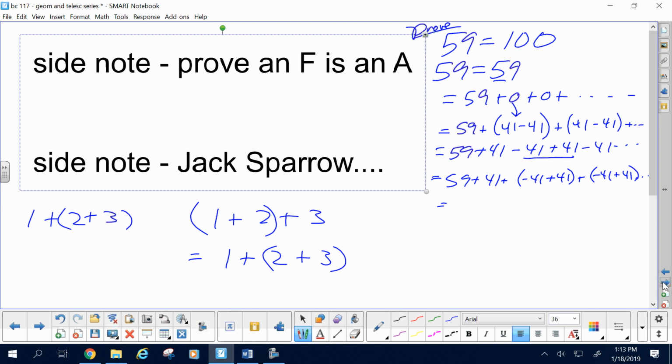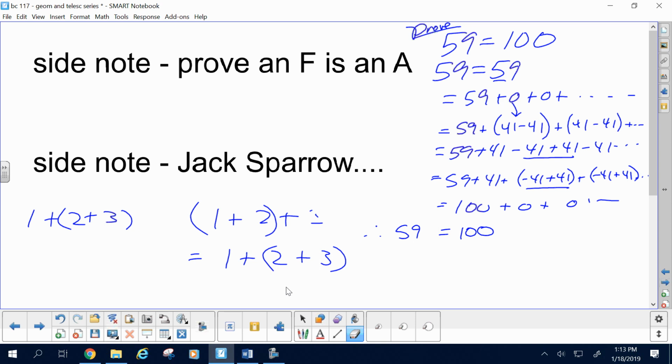If you say 41 is different than 2, they don't behave the same. Okay, so what is this equal? 100, and this? So therefore, 59 equals 100, right? No. Right. Oh. Right. It does. 59 equals 100.